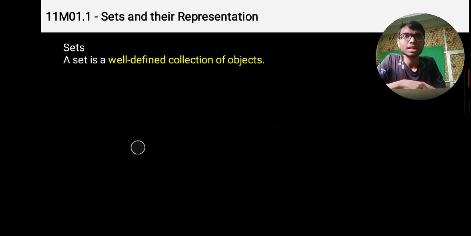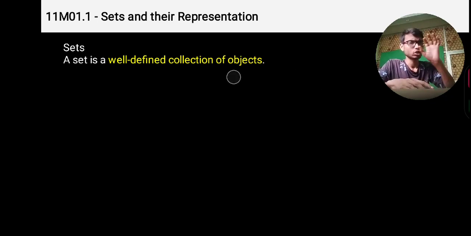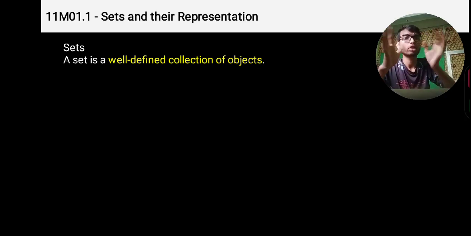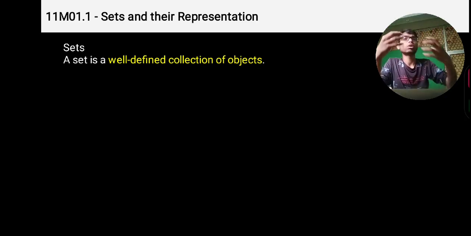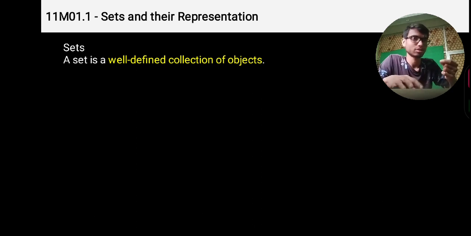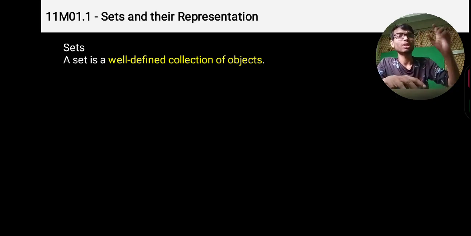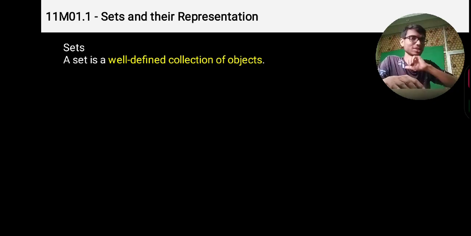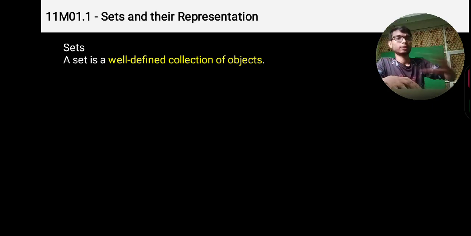Now here, a set is a well-defined collection of objects. Well-defined means rightly defined collection of objects. We will have a lot of things which will be a collection of something. We will take a collection of something which will be well defined, which will be valid. All those objects will be valid. If this is happening, then we can say that a collection of objects is a set.